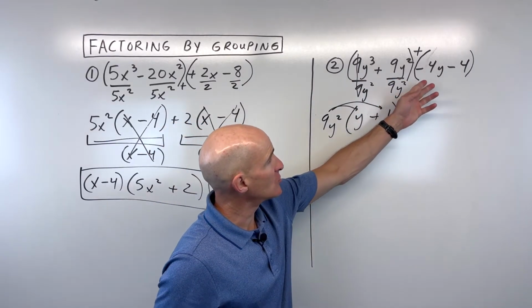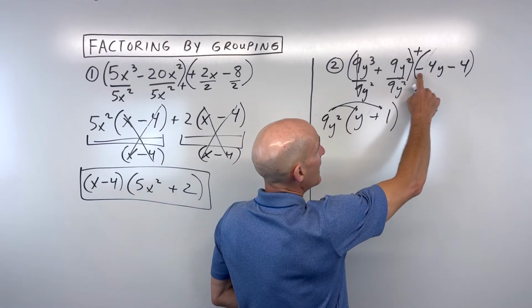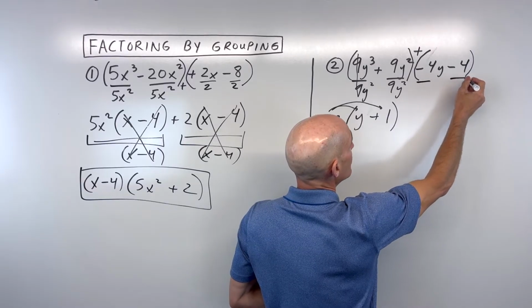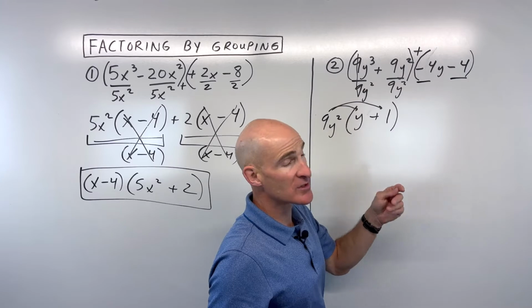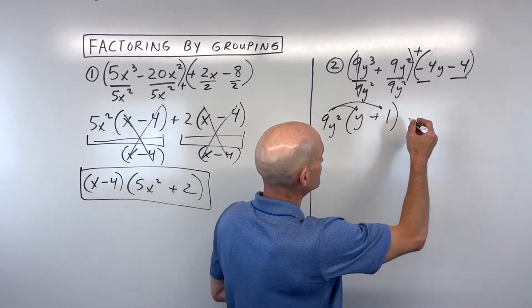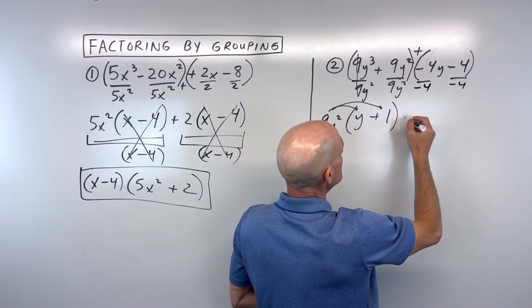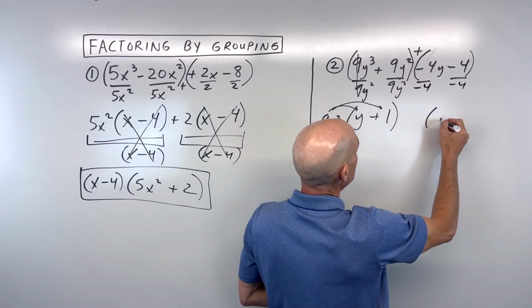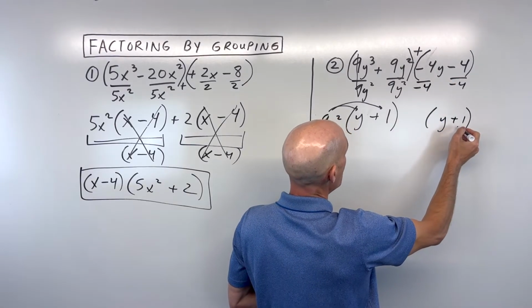And now for the last 2 terms, what can we factor out? Now, if it starts with a negative, I like to factor out a negative number. If it starts with a positive, I factor out a positive. So whenever either of the 2 groups start with a negative, factor out that negative. And it looks like in this case we can divide these both by negative 4, which is going to leave us with y, and a negative divided by negative is a positive. 4 divided by 4 is 1.